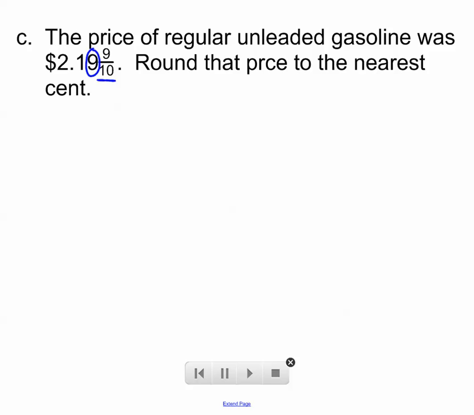So we're looking at that 9, and immediately to the right of it is 9/10. Okay, well, 9/10 is more than half of a cent. So we're going to round that 9 up to a, well, really we're going to round the 19 up to a 20. You're not just going to round the 9 up to a 0. We are, but we're actually taking it from 9 to 10. So we'll call this $2.20.